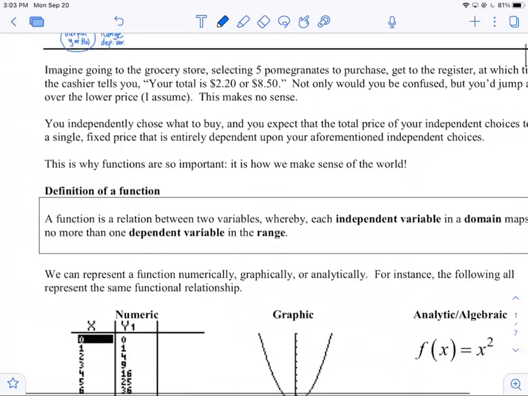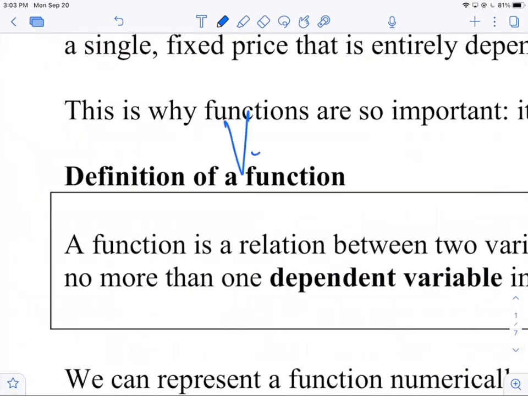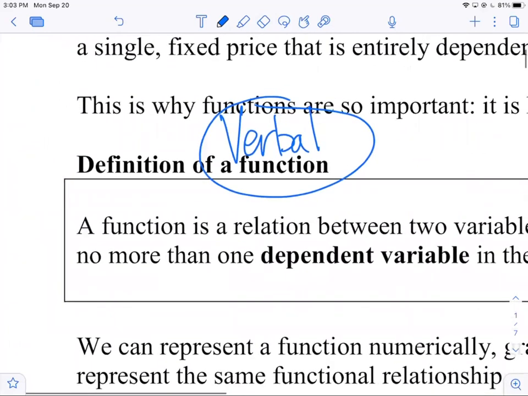So let's go ahead and give ourselves the verbal definition of a function. There's several ways we can represent a function. This is the verbal definition, okay? It's in a box. Anytime you see something in the notes that's in a box, it means it's important, right? Like donuts. Donuts come in a box. Donuts are important.